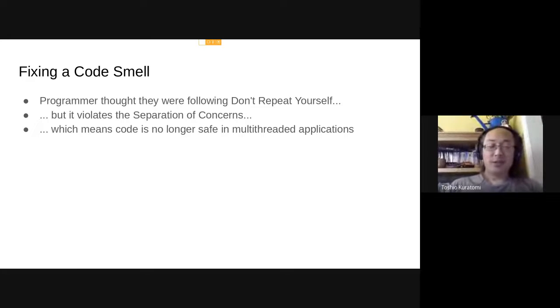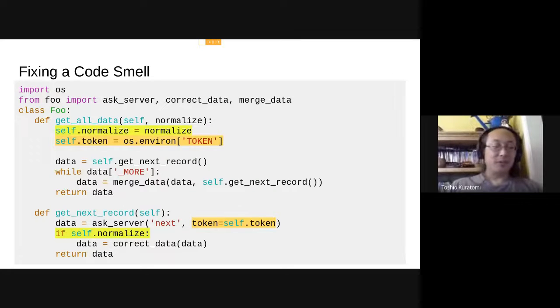It also means that your code is no longer safe for multi-threaded applications. Typically as programmers, we think the code is going to go through and call things one at a time. But in order to speed up code, you want to make it run in parallel by using multiple threads. And so when you do that, all of a sudden you could have getAllData running twice.